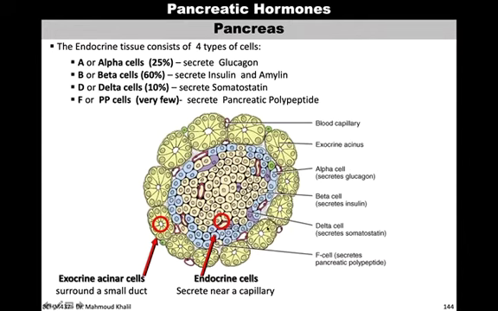You can see a diagrammatic sketch of the different types of cells. The delta cells secrete somatostatin, while the F cells or PP cells secrete a minor hormone called pancreatic polypeptide. You can also see the difference between the endocrine cells and the exocrine acinar cells, which kind of surround the endocrine cells. And the endocrine cells need to reside near a capillary, because the endocrine cells secrete their hormones directly into the blood.